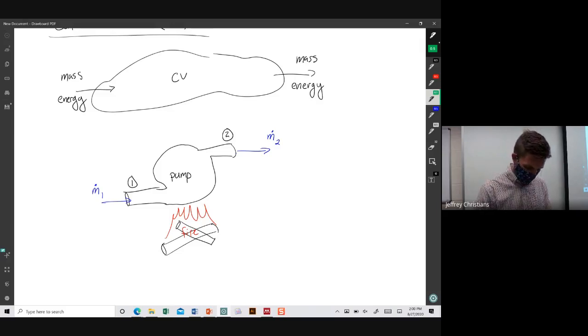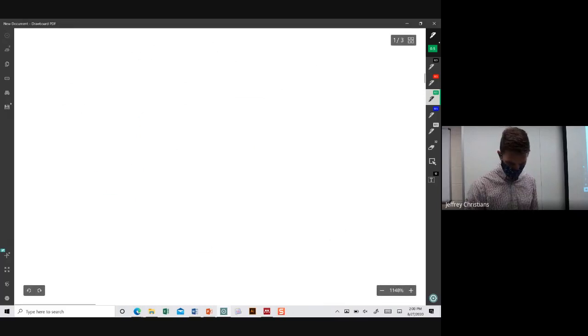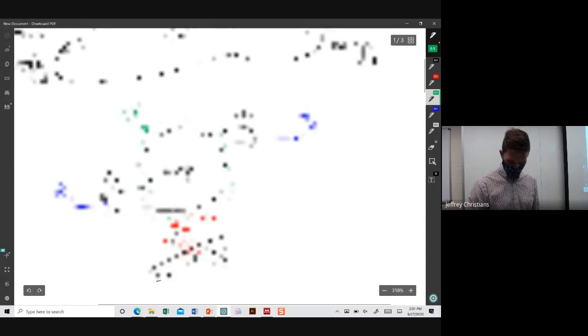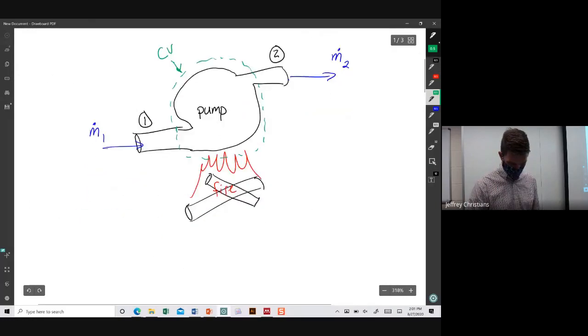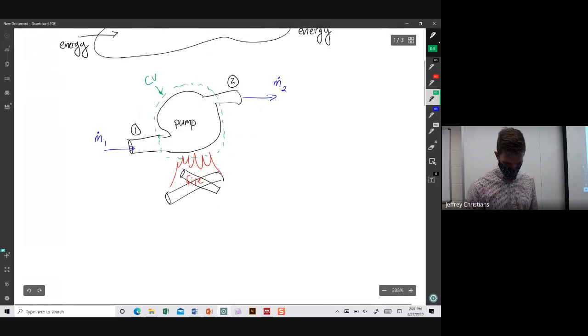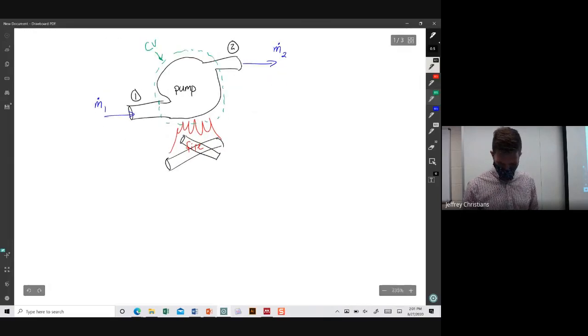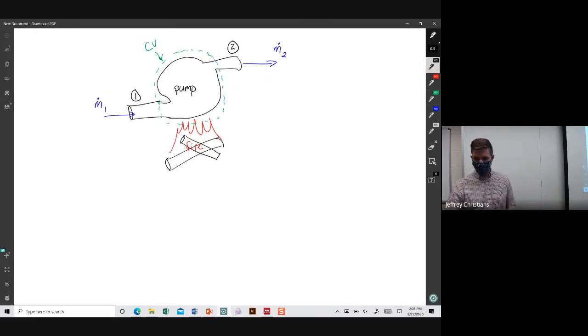So we're going to look at a control volume, which kind of selects out just that piece of equipment. Okay, I lost it. Where did we go? Okay, so this is our pump. Okay, so we can do it.